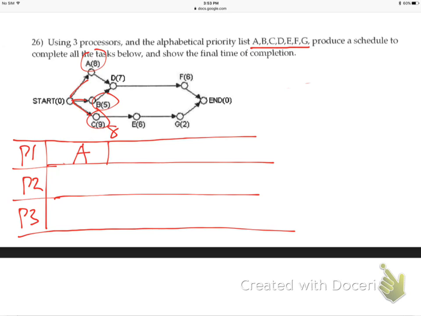What about processor 2? He'll do B. I don't have time to write in the tick marks and everything, but you should. C is a 9-hour job, so there's C. He goes out to 9 hours. They'll start with A, B, and C. Good. Now, where do you go next?